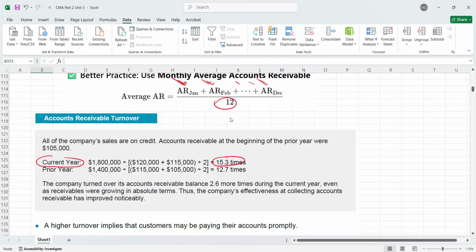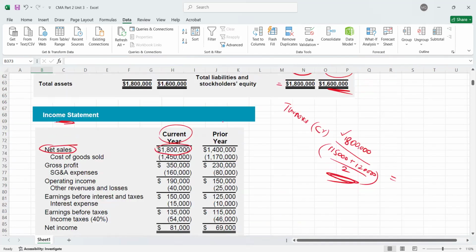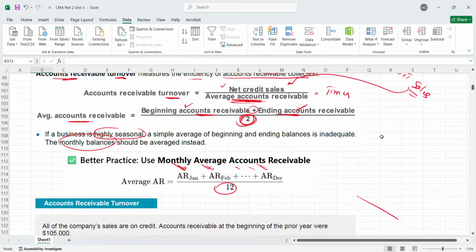Now, if you want to calculate for the prior year, again you need these two figures for the prior period turnover. You need net credit sales. For the prior year, net sale is available, which is 1.4 million. We can take this figure, 1.4 million.